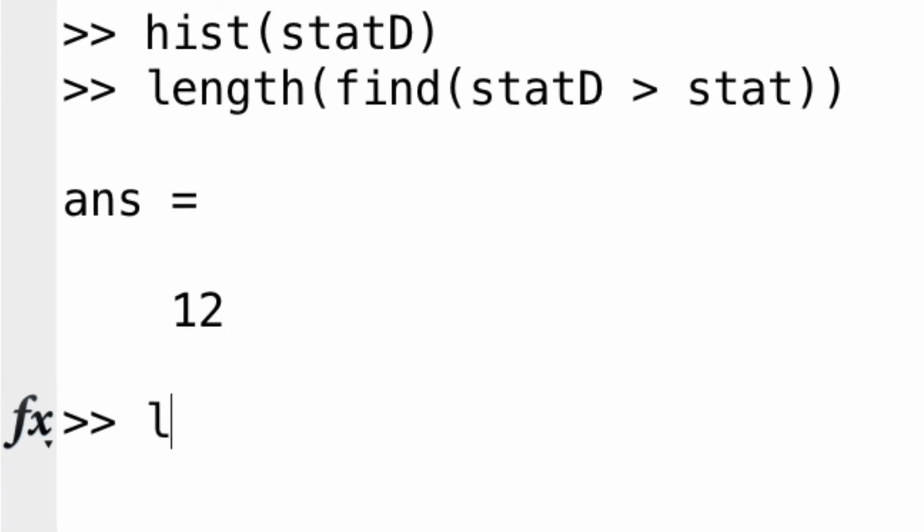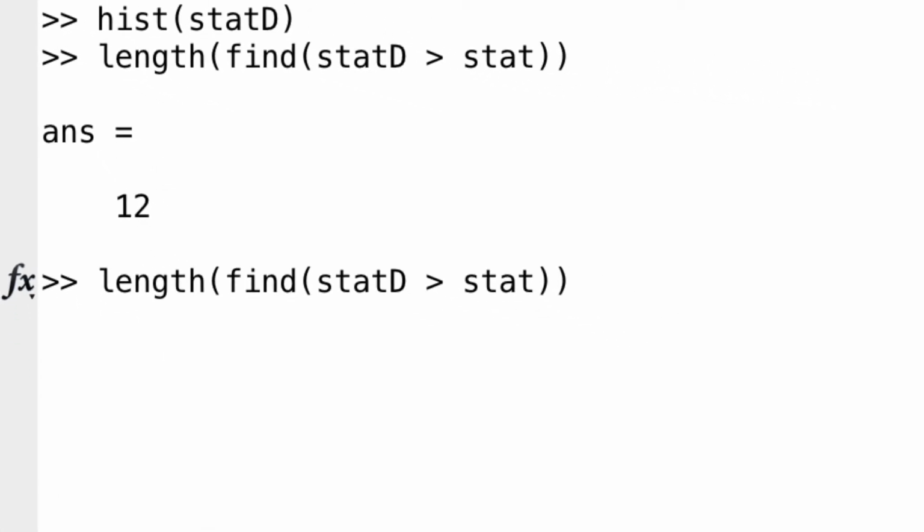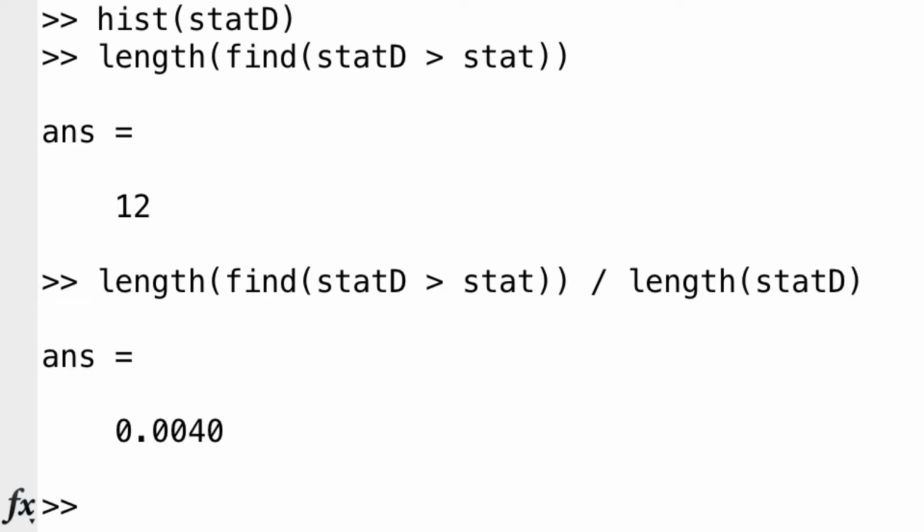To do so, let's repeat the previous command where we find the number of values in our bootstrap distribution of the statistic, stat D, that are greater than our observed statistic, stat, and then divide by the number of bootstraps we perform. In this case, we know the value is 3000, but let's instead use the command length of stat D. We find in this case a value of 0.004, which suggests that only 0.4% of the bootstrap values are greater than our observed statistic.